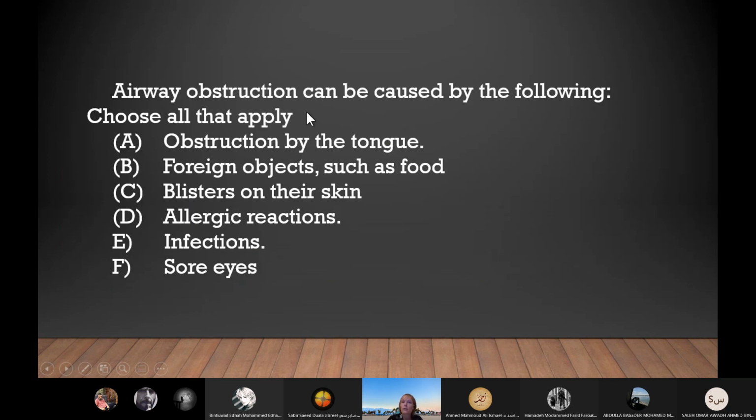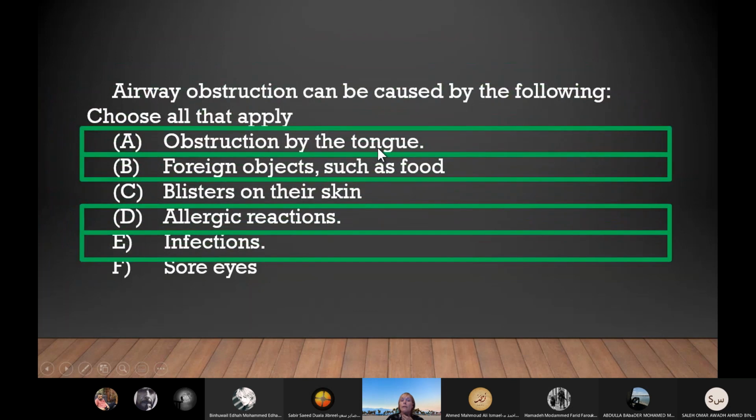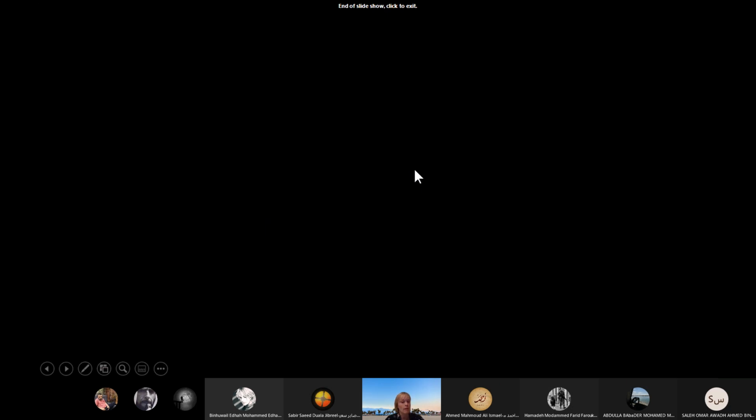Okay, so airway obstruction can be caused in a number of different ways. If you have something caught in your esophagus, then it could be your tongue. Okay, so you might have a swollen tongue. You might have a foreign object such as food stuck. You could also be having an allergic reaction where your throat is swelling up, or you might have an infection, which is also causing swelling. So your airways can be obstructed by any of those means.